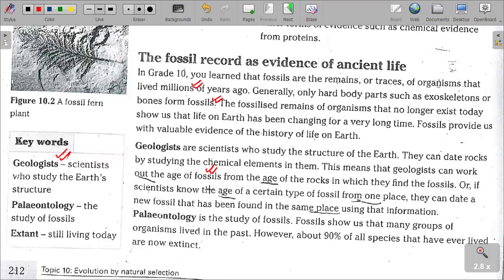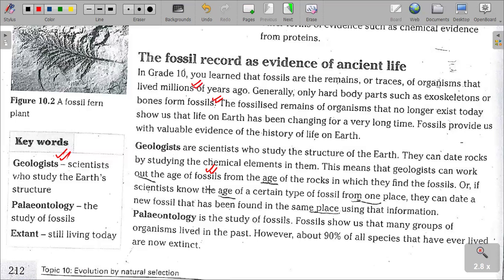rocks by studying the chemical elements in them. Hence, they can work out the age of fossils from the age of the rocks in which they find the fossils. Scientists know the age of certain types of fossils from one place, and they can date new fossils that have been found in the same place using that information, which I'm saying is relative dating.